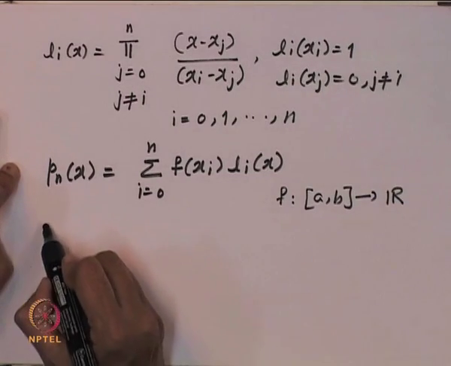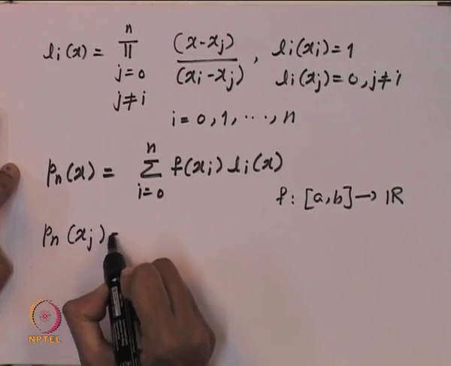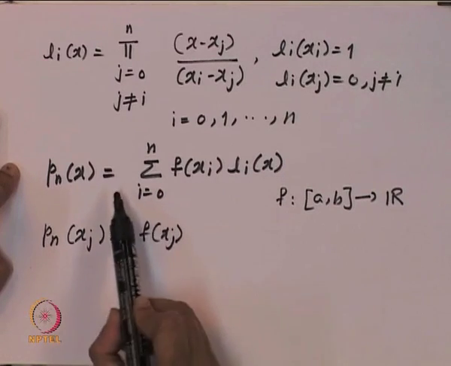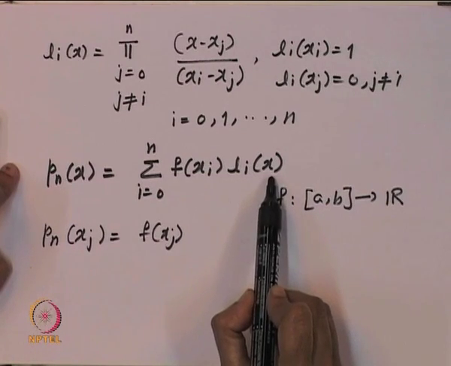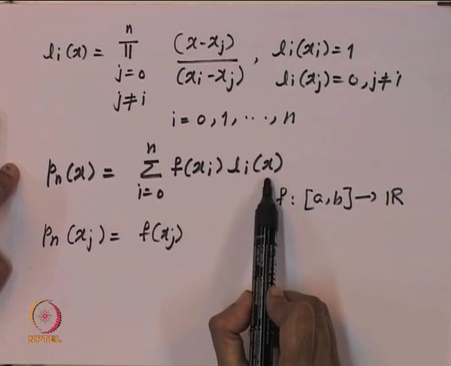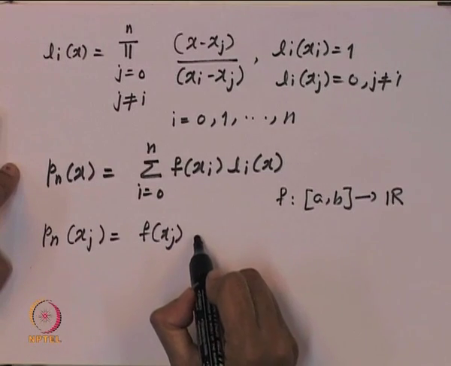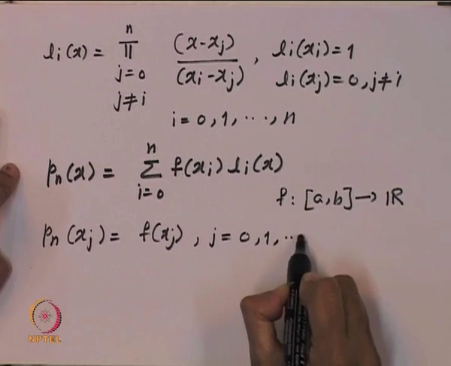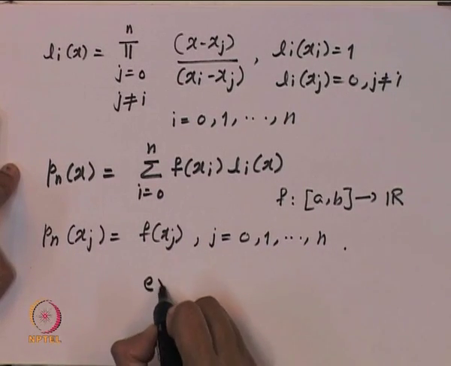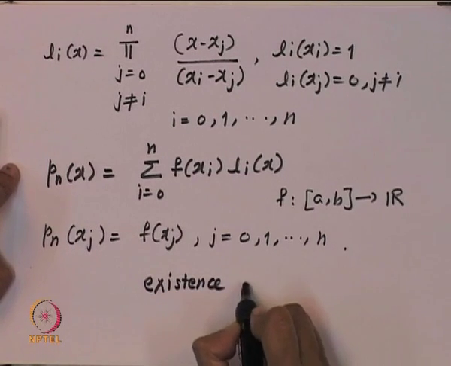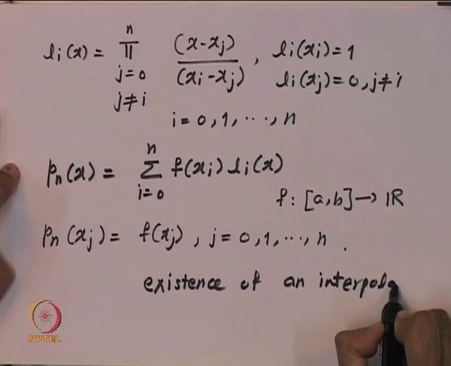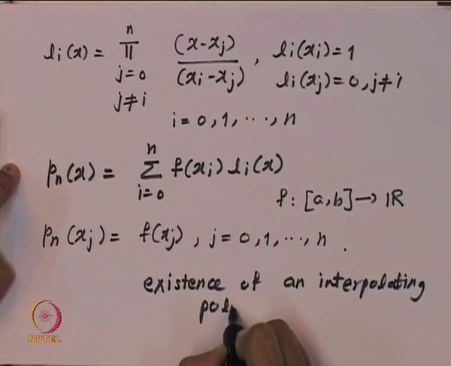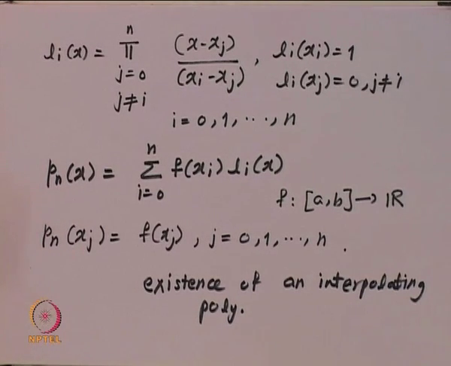So, now p_n at x_j is going to be equal to f of x_j, because when I put x equal to x_j, L_i(x_j) will be equal to 1 only when i and j are the same values. All other values will be 0. So, p_n at x_j is equal to f(x_j), j equal to 0, 1 up to n. Thus, we have proved existence of an interpolating polynomial. I am saying existence of an interpolating polynomial, because we have not yet proved its uniqueness.